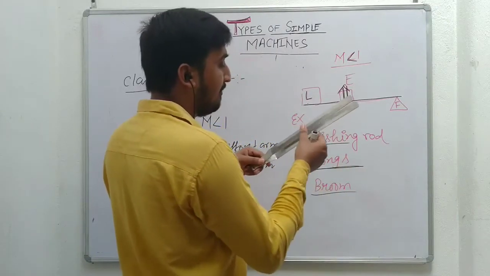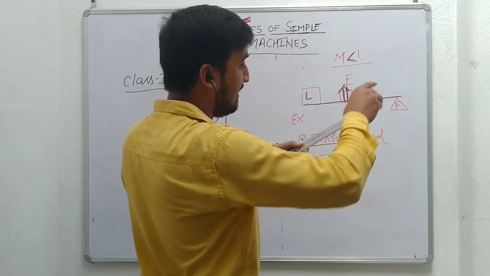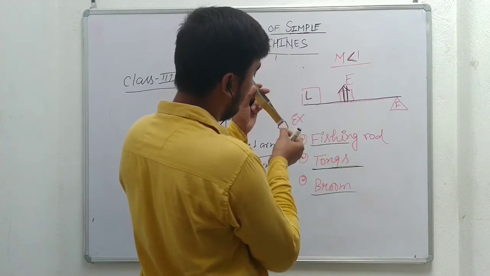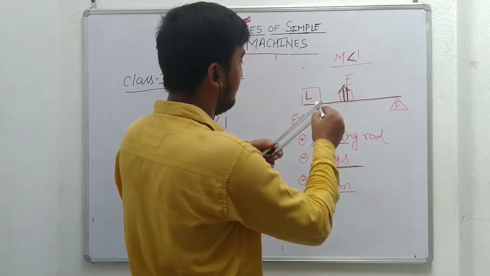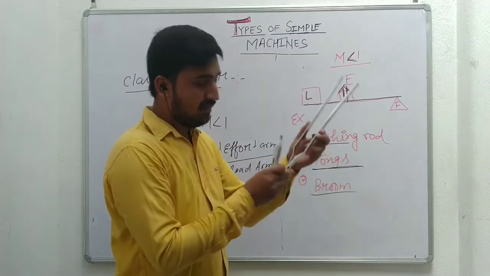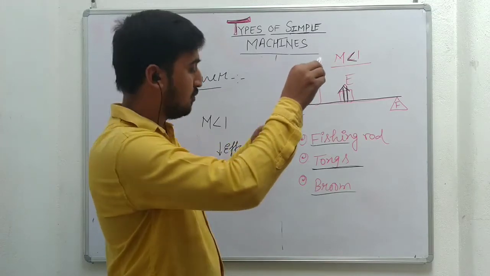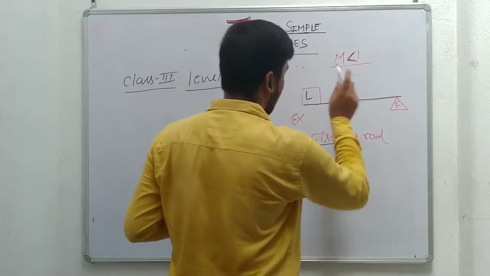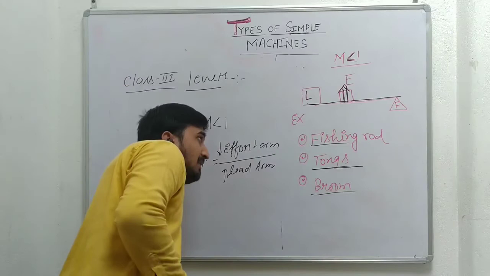We are applying our effort in between. If we have to hold this object, we apply our effort in between. This point is the fulcrum, we apply our effort from here in between, and this is the output end, meaning our load is working here. This is the fulcrum, effort, and this is the load. So effort is in between fulcrum and load. So this is the example of class 3 lever. By this we can understand about class 1, class 2 and class 3 lever.